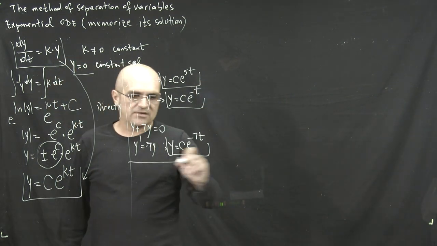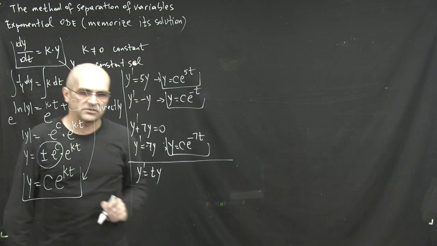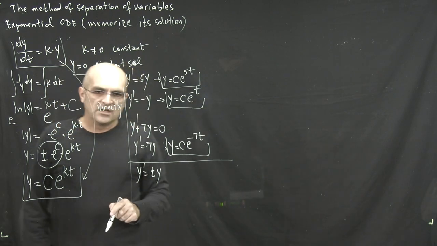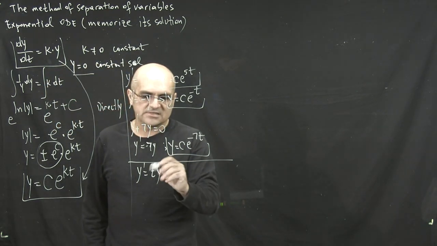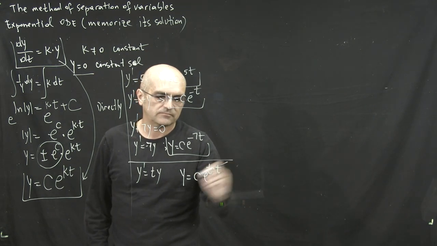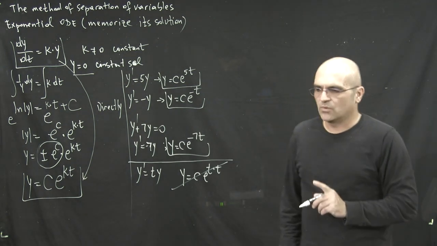Now, that being said, of course, make sure you don't confuse other ODEs with exponential ODEs. So for example, when I write this one, y prime equals ty, that's not exponential, because t is not a constant, so you're not going to write c e to the t times t. Right? That's a common mistake. Please keep in mind and try to avoid it.